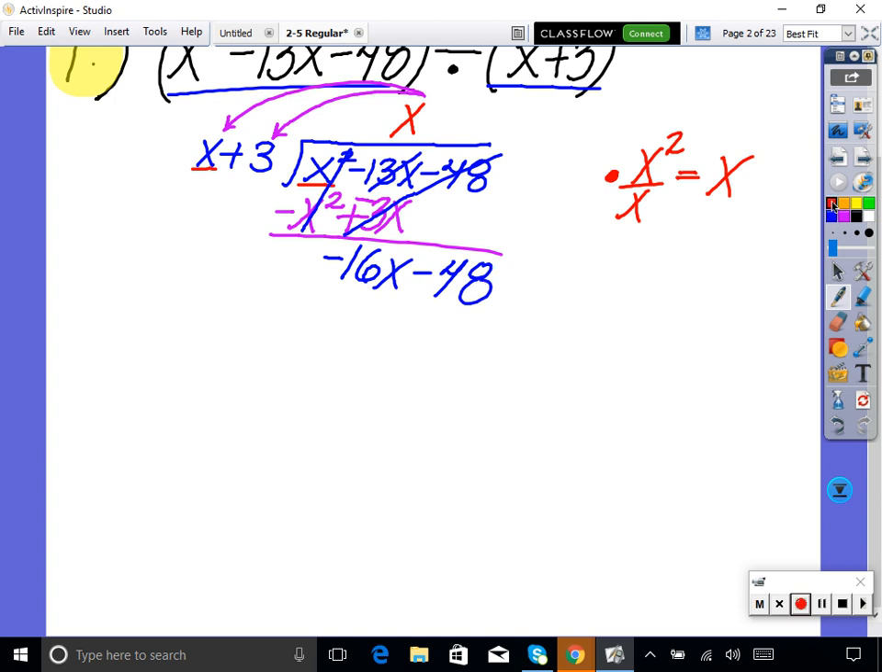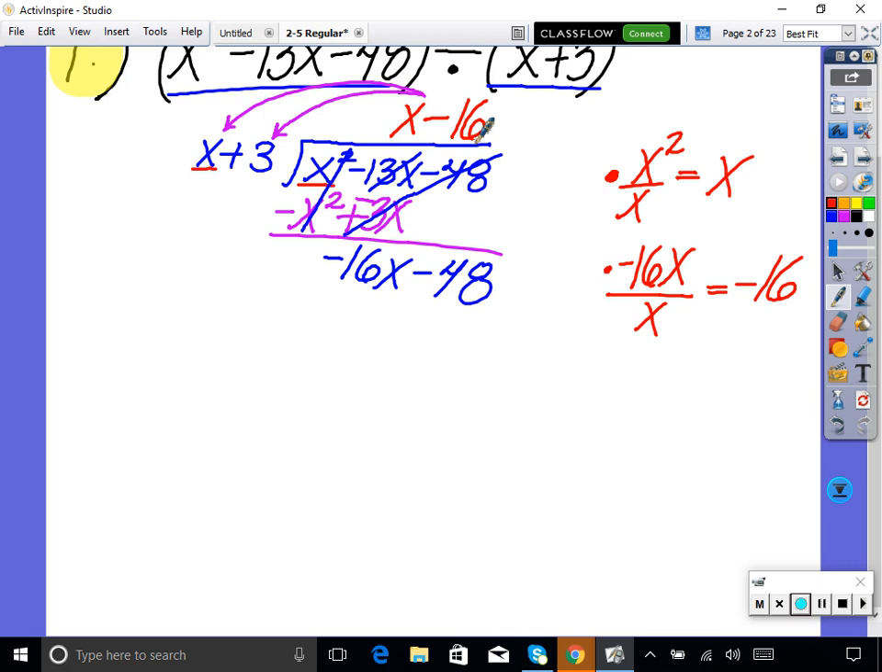So now I go off to the side and say, I only divide out my leading terms. So negative 16x divided by leading term x. What do I get? Good, negative 16. That's part of my answer. So that goes on top. So minus 16.